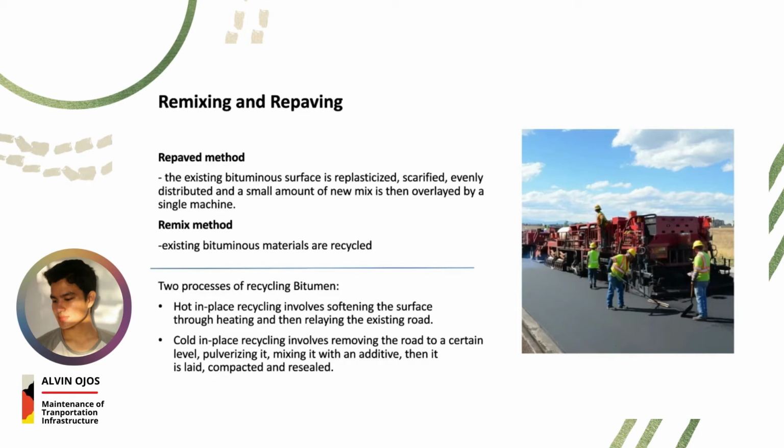Generally, bitumen is recycled through two processes. We have hot and cold in-place recycling techniques. Hot in-place recycling involves softening the surface through heating and then relaying the existing road, while cold in-place recycling involves removing the road to a certain level, pulverizing it, mixing it with an additive, then it is laid, compacted, and resealed.